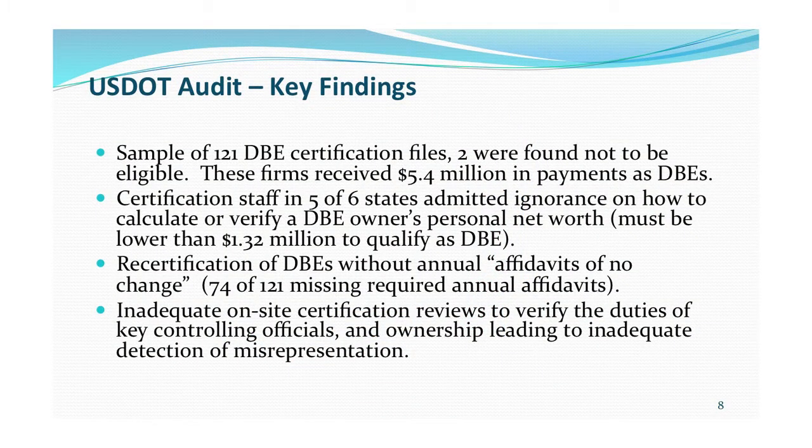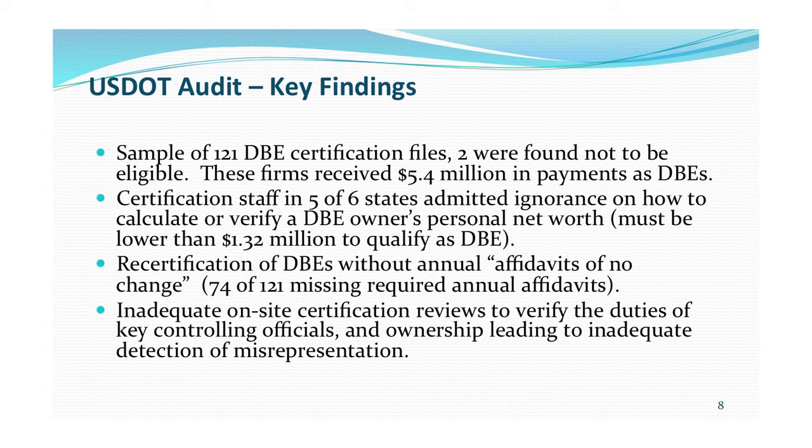Some of the key findings. Well, they sampled the system, and in 2009, $4 billion was given to DBEs, and it was distributed through recipients. They wanted to know whether there was adequate DBE management and whether recipients properly oversee. They sampled 121, and they found at least 2 were not properly certified, and got $5.4 million in payments that they shouldn't have. The certification staff in 5 of the 6 states admitted ignorance of the DBE programs and how to verify the DBE owner's personal net worth to qualify as a DBE.